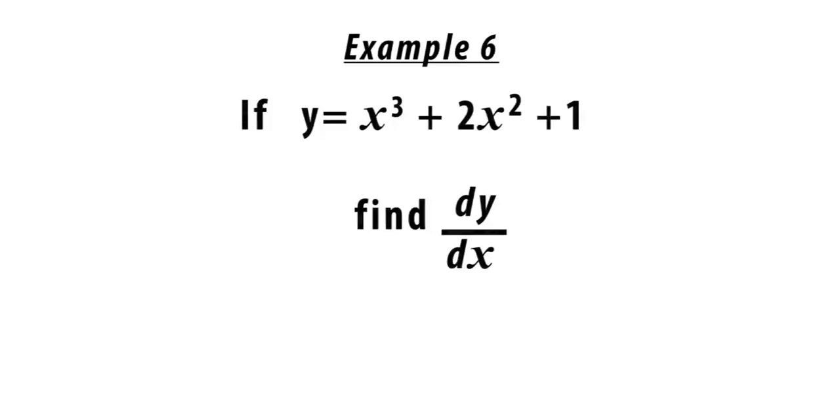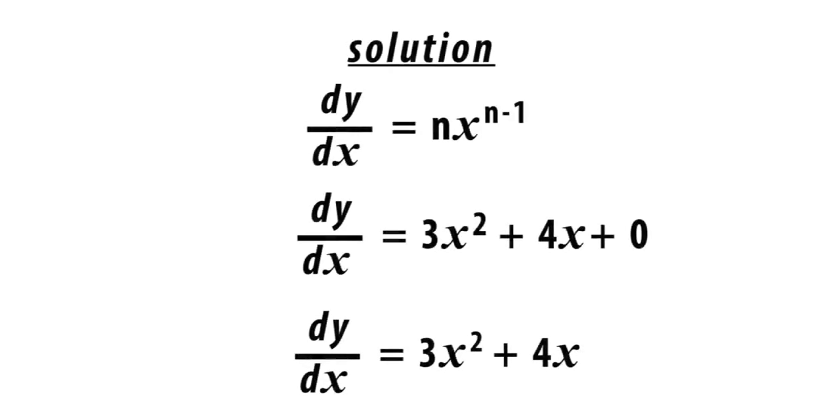Good. I want us to take example 6. If y is equal to x cubed plus 2x squared plus 1, find dy dx. Let's take the solution. Using dy dx is equal to anx exponent n minus 1 and differentiating term by term, we'll have dy dx is equal to 3x squared plus 4x plus 0.